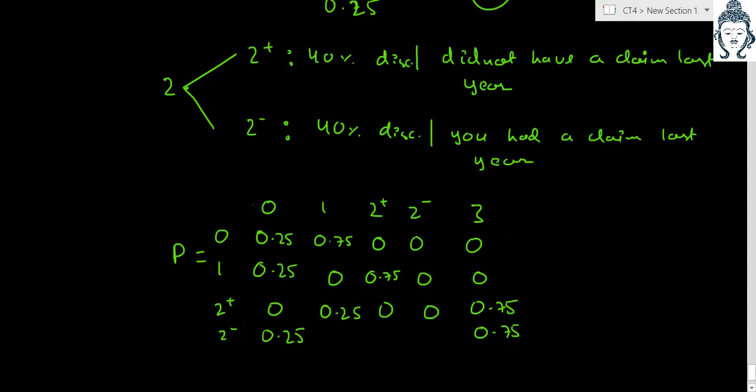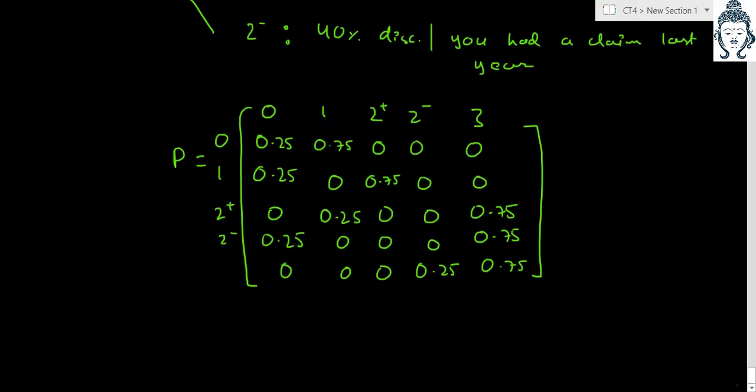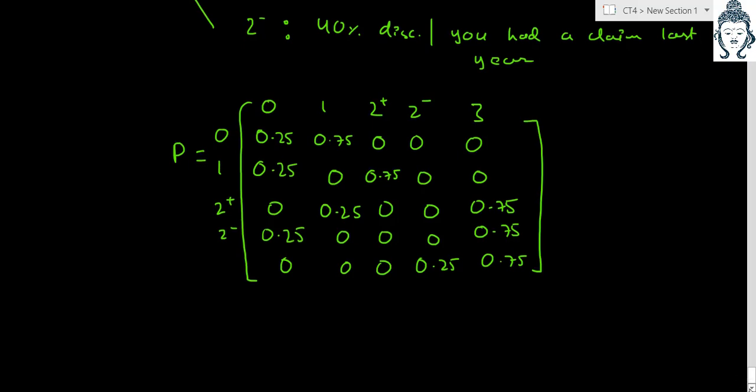Let's try to see this. With 3, my probability would be 0.75 to stay here, and to move down, I'll move to 2 minus, that is the probability of having a claim and then moving to the 40% level. All the other probabilities become 0, 0 and 0. Again we can see that all the rows of the transition matrix add up to 1. So this would be my transition matrix for this problem.